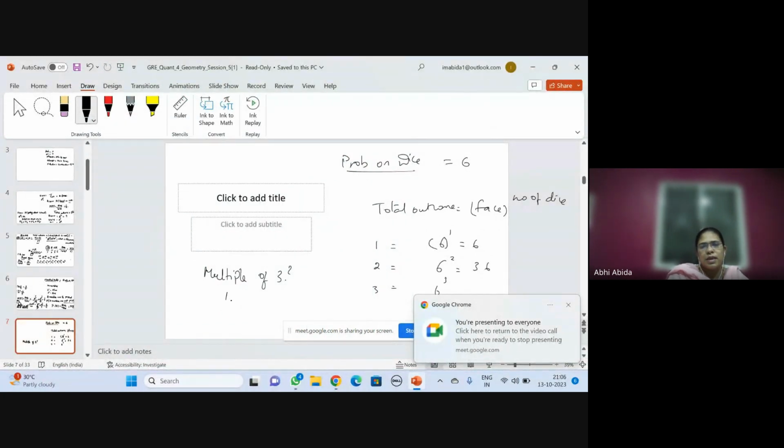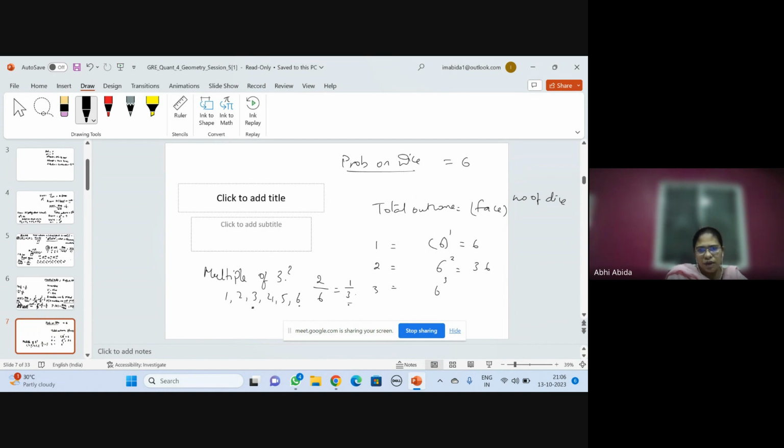A die contains the numbers 1, 2, 3, 4, 5, and 6, right? How many multiples of 3 are there here? 3 and 6, 2 multiples of 3, right? So the required outcome is 2. What will be my total? 1 die is thrown, faces to the power of number of dice, so 6. So 2 by 6, 1 by 3 will be the final answer. Okay, if 1 die is thrown.